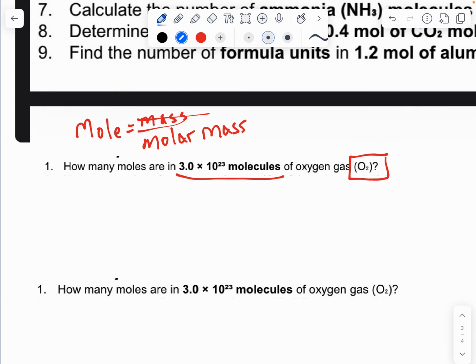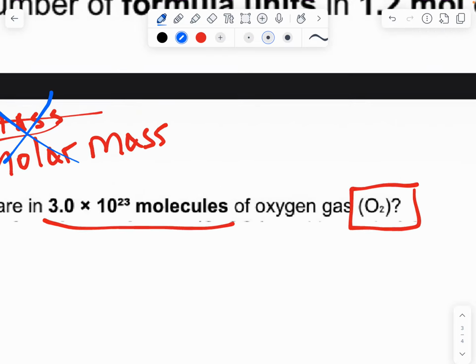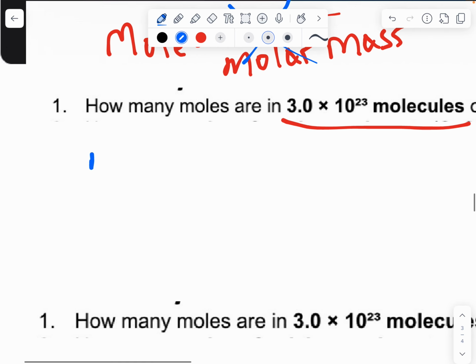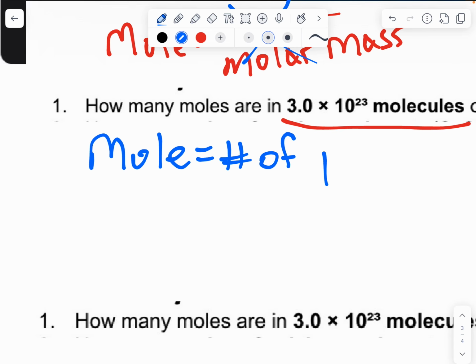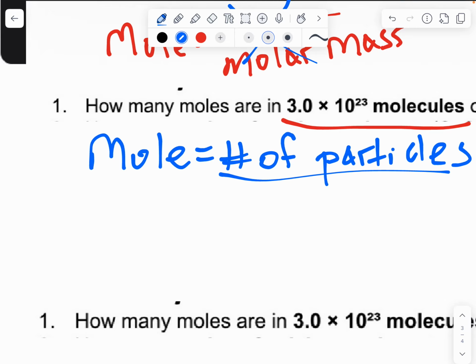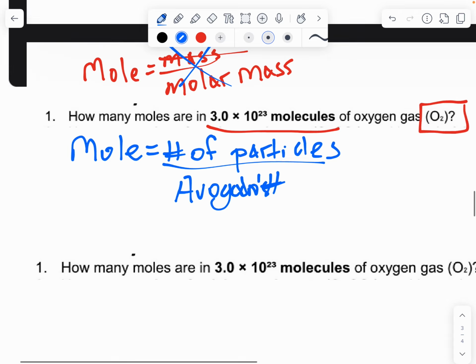Instead, the mole equation that we are going to be using is mole is equal to number of particles divided by Avogadro's number. The Avo is my shorthand version of Avogadro. If you see me using Avo, it's Avogadro. So let us put this into perspective. Remember, the molecules are a type of particles. So that's why we can even use this formula down at the bottom.